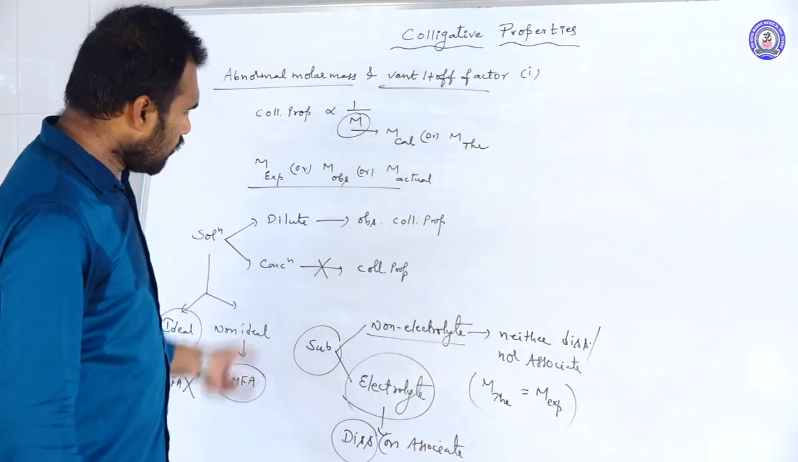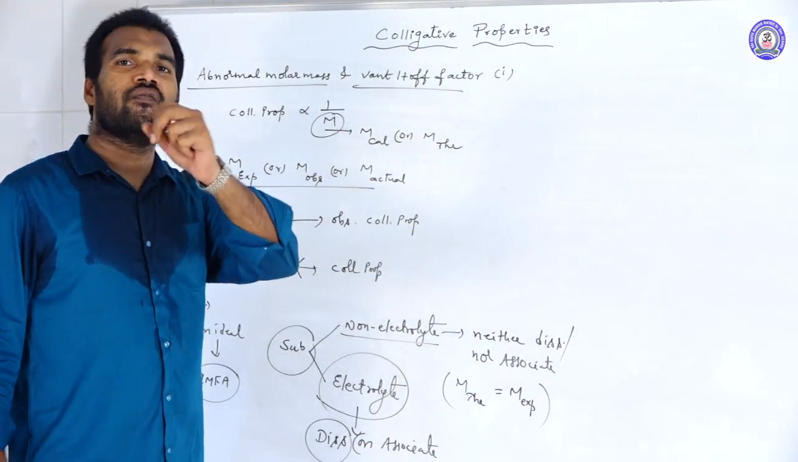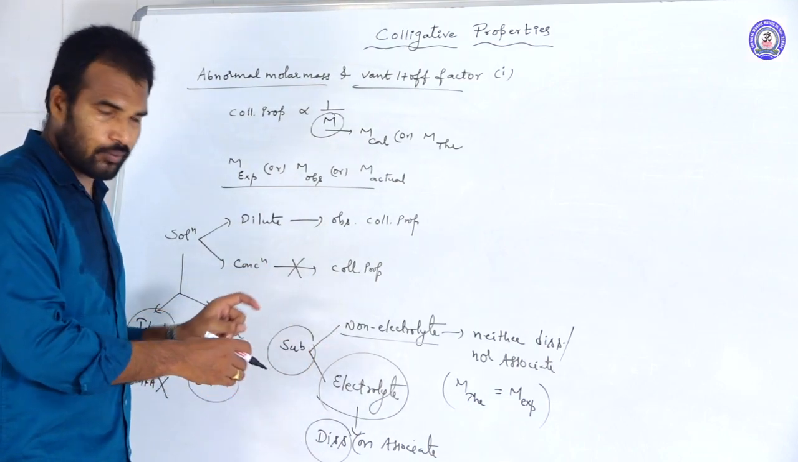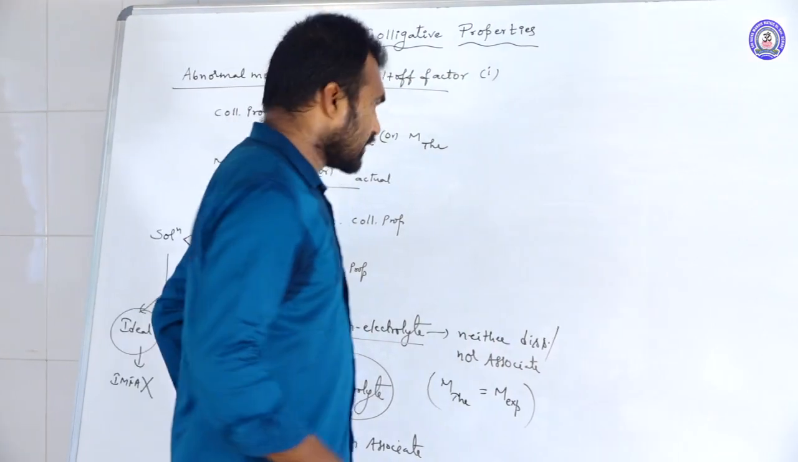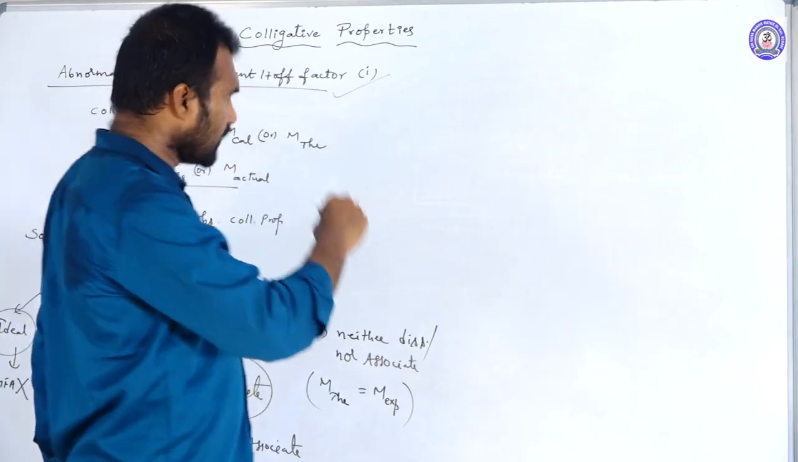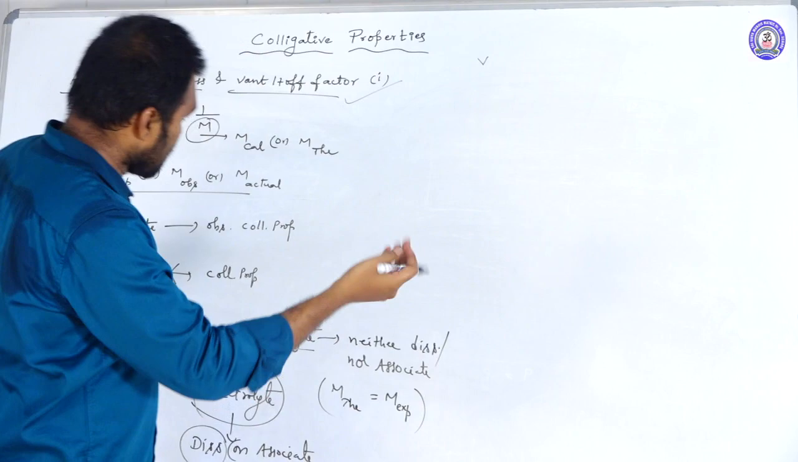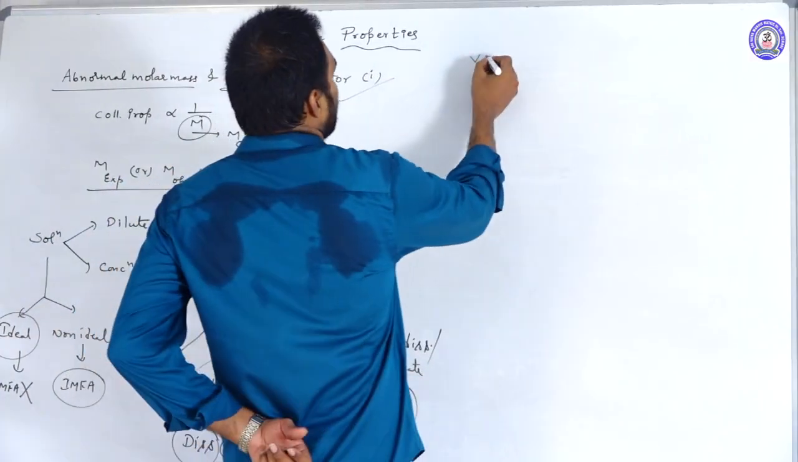So let us discuss this in detail by using Van't Hoff's factor. To explain this difference between the theoretical molar mass and the experimental molecular mass, they introduced a new factor, that is Van't Hoff's factor. What is Van't Hoff's factor? Let us discuss. Thereafter, we discuss the use of Van't Hoff's factor in non-electrolytes and electrolytes.